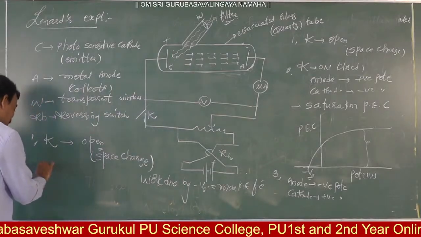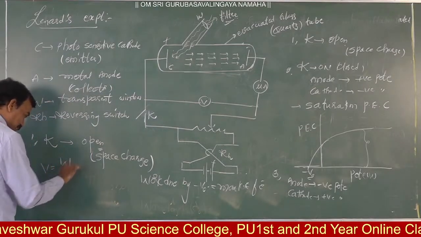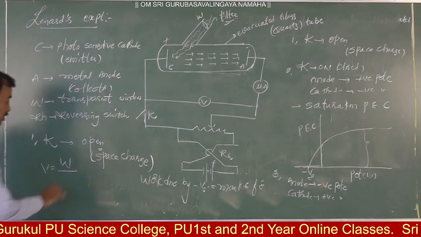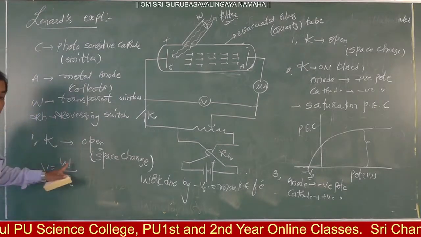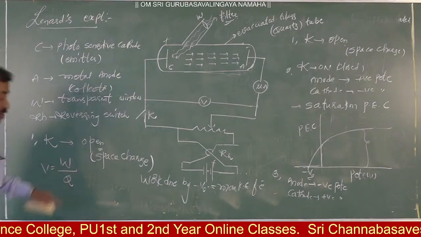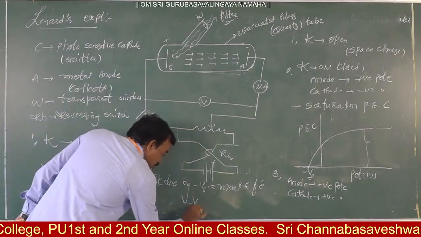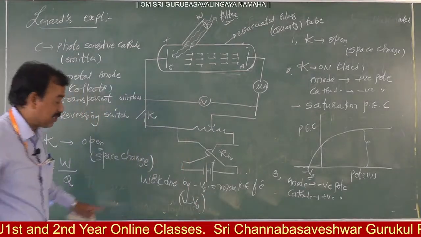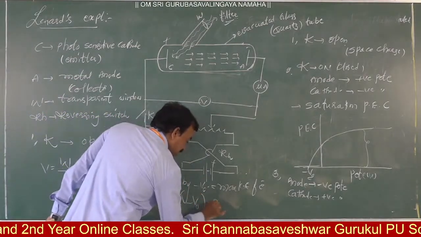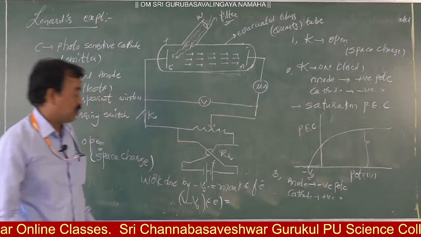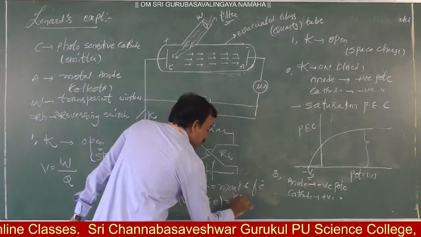One topic from electrostatics: V is equal to W by Q. So W is equal to V into Q. Here V is the negative potential, which is minus V naught, and Q is the charge of the electron, which is minus e. So this is equal to the maximum kinetic energy, KE max.